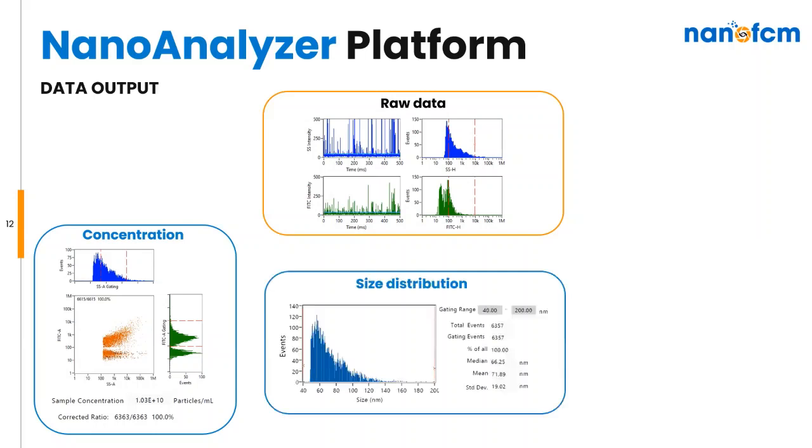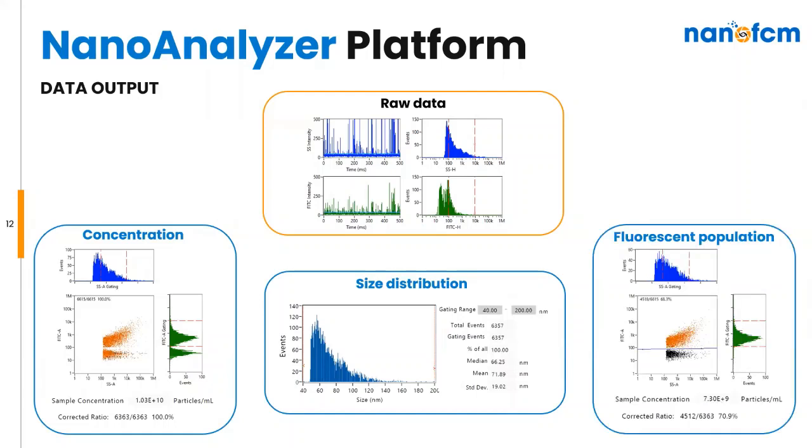And then we have size distribution, and here you can have full control over the x-axis, allowing you to examine specific particle sizes of interest. And then finally, we have the fluorescent population, where you can use gating to identify fluorescent subpopulations and their associated concentration and size distribution. So the collected data can also be saved in a number of ways for external analysis in other software, such as FCS files for use on FlowJo.